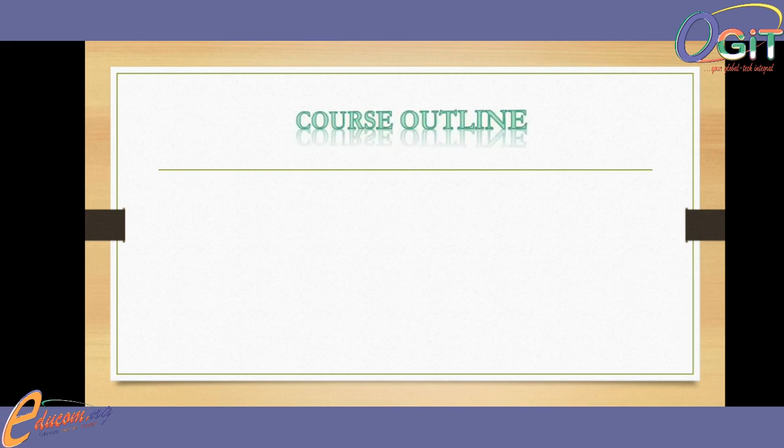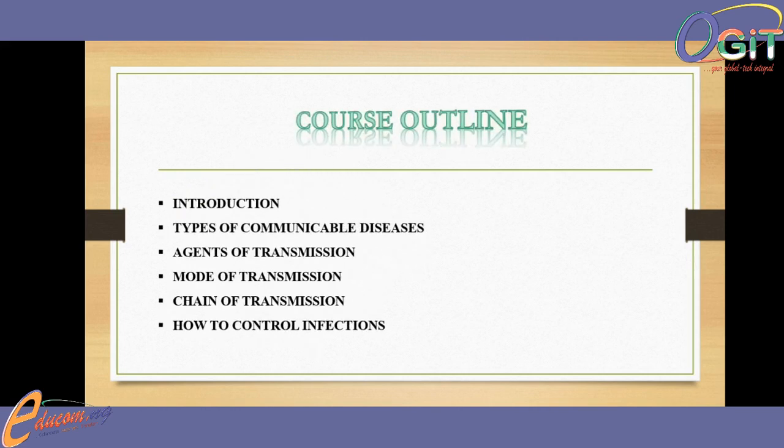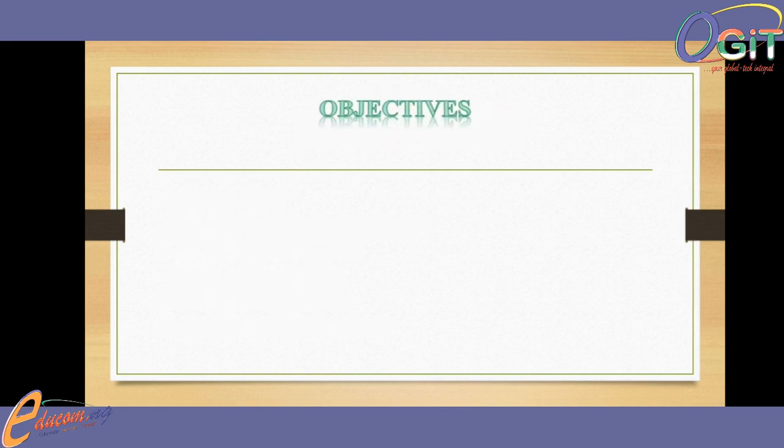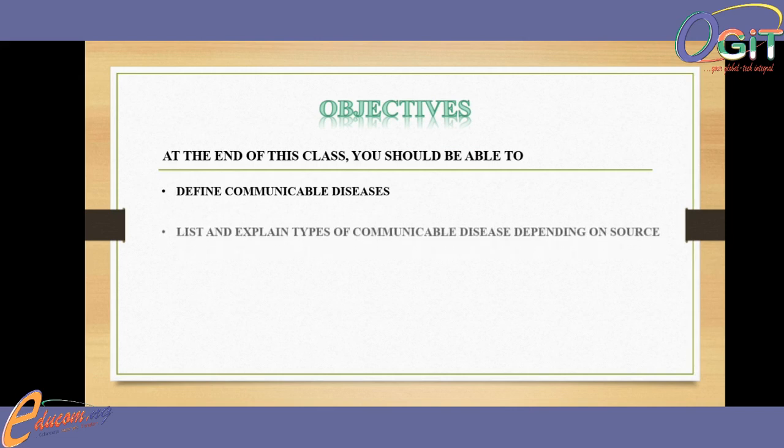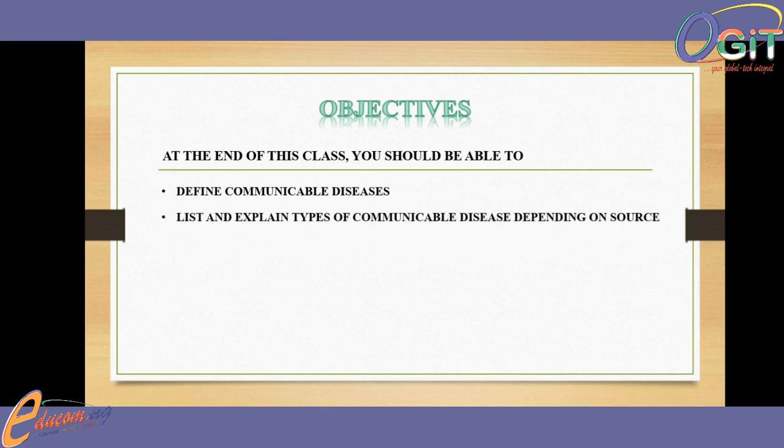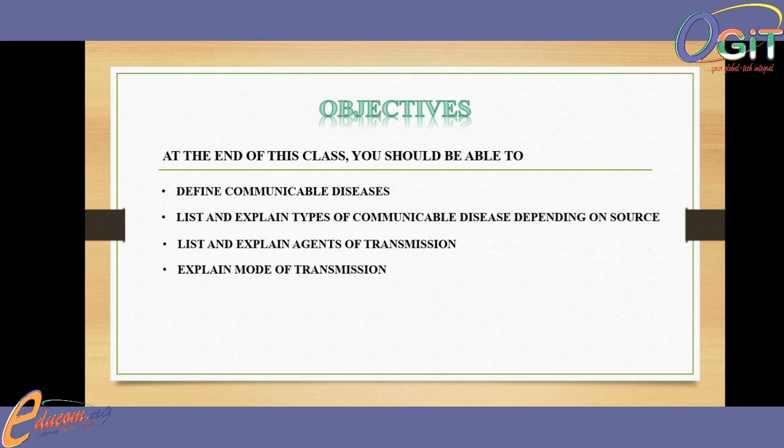The course outline: introduction to the course, types of communicable diseases, agents of transmission, mode of transmission, chain of transmission, and how to control or how to prevent infections. Now, objectives. At the end of this class, you should be able to define communicable diseases, list and explain types of communicable diseases depending on source, list and explain agents of transmission, explain mode of transmission, and explain the chain of transmission, and lastly, explain how to prevent infections.